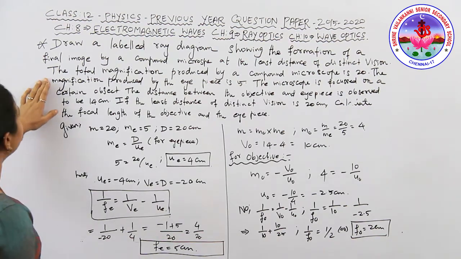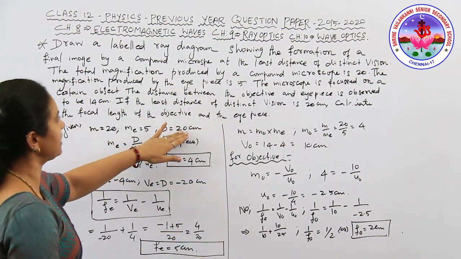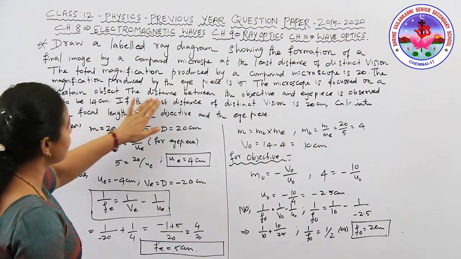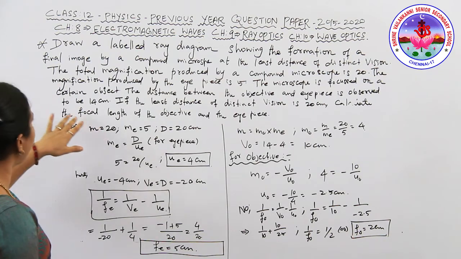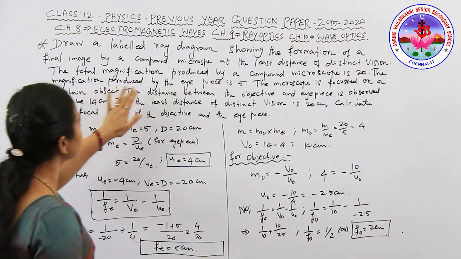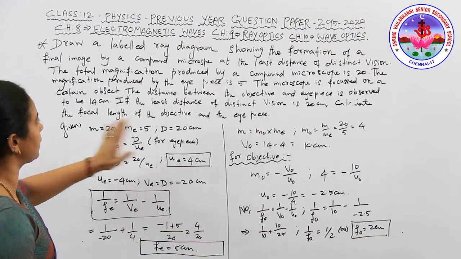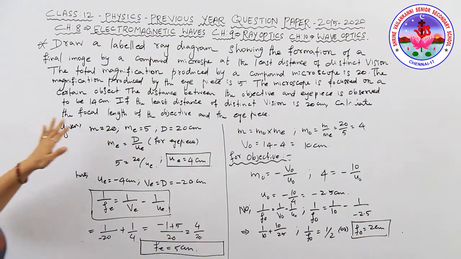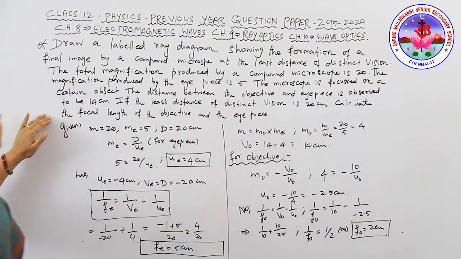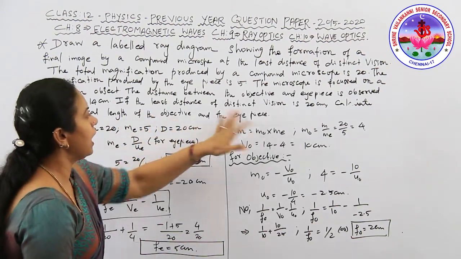The second part of the question: the total magnification which is produced by the compound microscope is 20, the distance between the objective lens and the eyepiece is observed to be 14 centimeter, and the magnification which is produced by the eyepiece is 5, right? So now, if the least distance of distinct vision is 20 centimeter, we have to calculate FO and FE, that means the focal length of the objective lens and the focal length of the eyepiece.